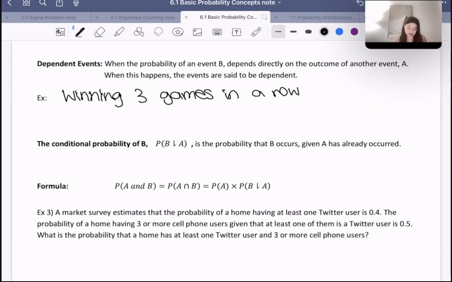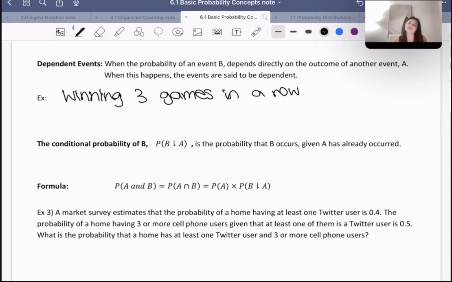Let's talk about a conditional probability of B. The probability of B given A, written P(B|A), is the probability that B occurs given that A has already occurred. So we have a formula here that says that the probability of A and B is equal to the probability of A times the probability of B given that A has already occurred. Now, why is that the case? Because we must assume that A has already occurred and give the probability of B based on that in order for both to happen. With the last formula, it didn't matter whether or not A had already occurred.